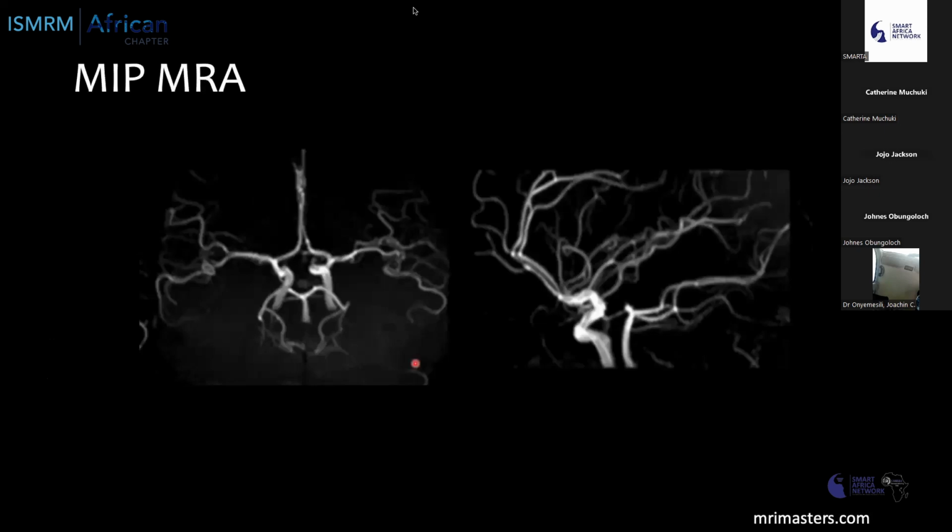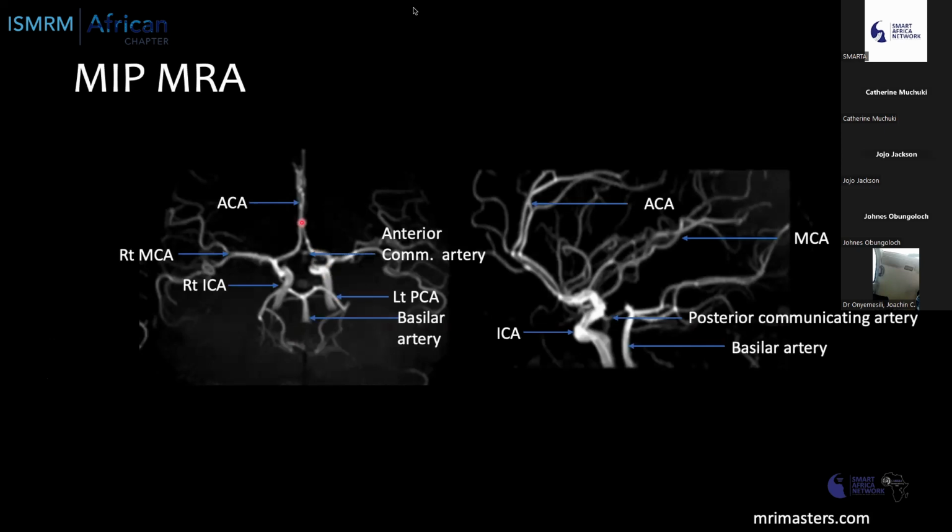On the MRA, you best appreciate the circle of Willis, right? In which you have the anterior communicating artery joining the ACAs, that's the anterior cerebral arteries. You have the middle cerebral arteries and its branches, which join the posterior cerebral arteries, right? The posterior communicating artery is better seen on this lateral or sagittal view. The basilar, which is formed by the two vertebral arteries, then branches into the left and right PCA. On this sagittal, you may be able to see the ICA, this anterior portion, this is the posterior portion, right? So you have the ACAs, the MCAs, and you have the PCAs.